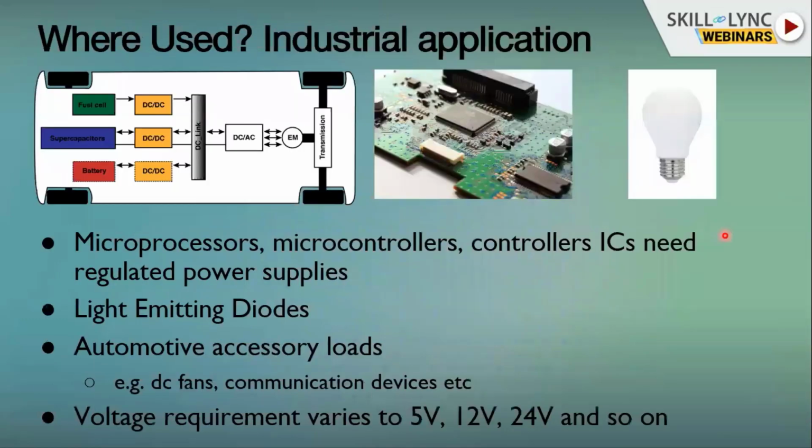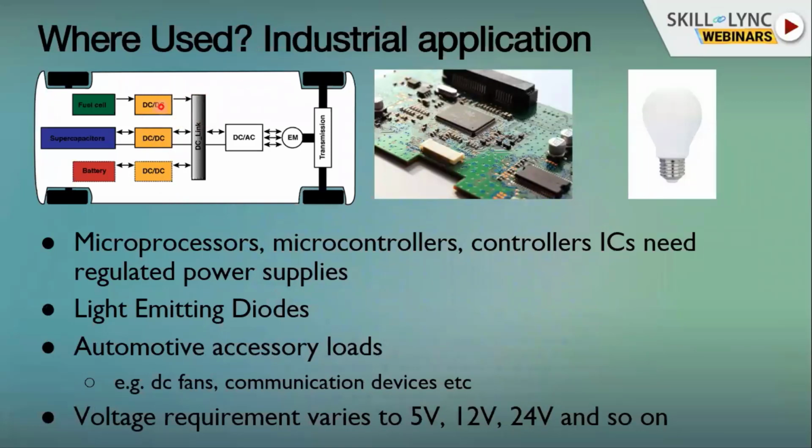Now I would like to show you why it is so important, where it is used, and what the applications are. DC to DC converters are used everywhere. Wherever you see the electronics industry, DC to DC converters are used. I'll show you one example from automotive.